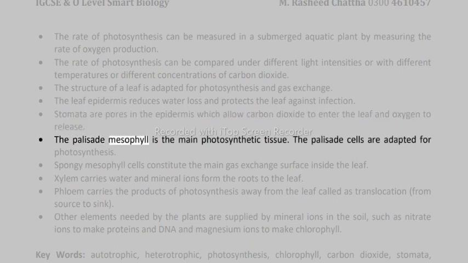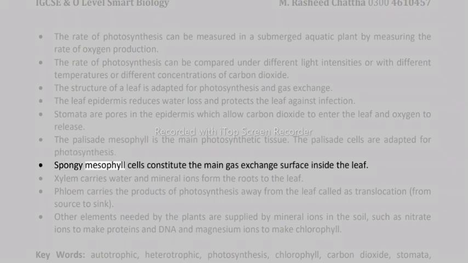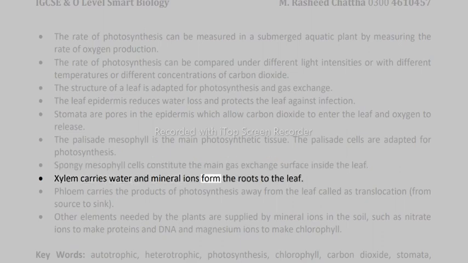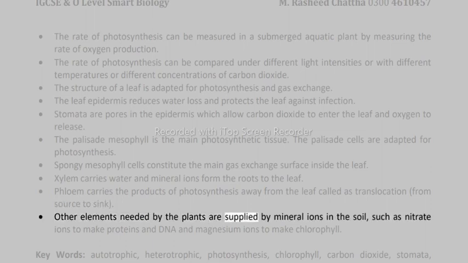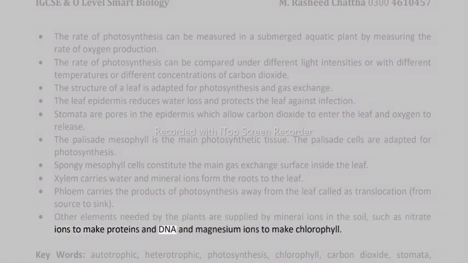The palisade mesophyll is the main photosynthetic tissue. The palisade cells are adapted for photosynthesis. Spongy mesophyll cells constitute the main gas exchange surface inside the leaf. Xylem carries water and mineral ions from the roots to the leaf. Phloem carries the products of photosynthesis away from the leaf, called translocation, from source to sink. Other elements needed by the plants are supplied by mineral ions in the soil, such as nitrate ions to make proteins and DNA and magnesium ions to make chlorophyll.